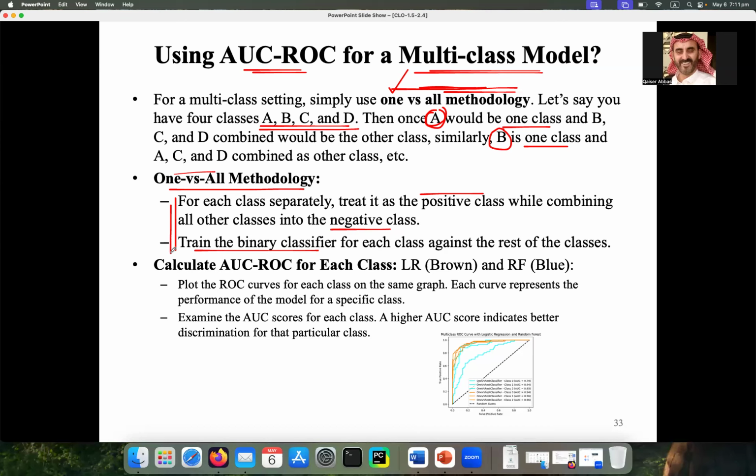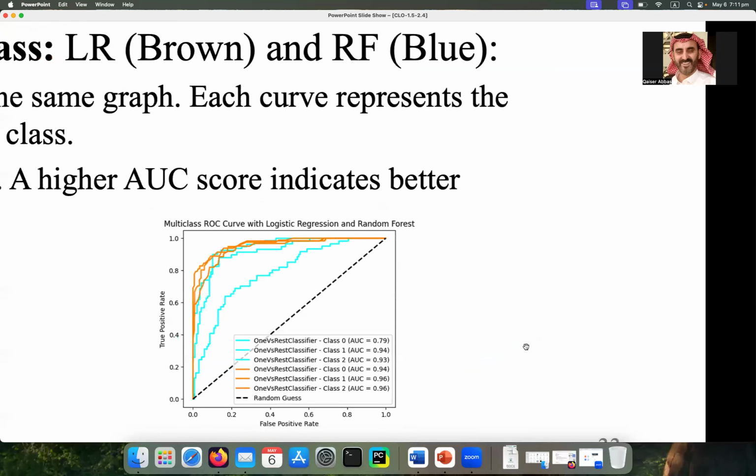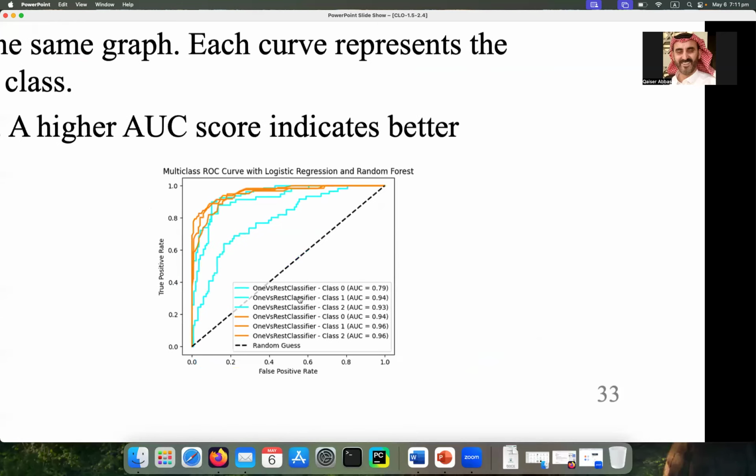So this is one step. Here in this picture, if you see this graph, we have taken 4 classes. This diagonal is the random guess, and we have taken logistic regression as a binary classifier, and then random forest as a binary classifier. Logistic regression is represented with this brown color, and the random forest is represented here with this blue color. It is just a picture to give you an idea.